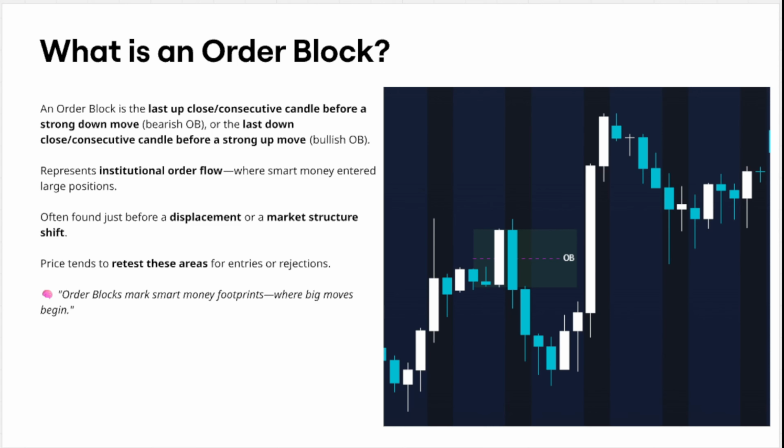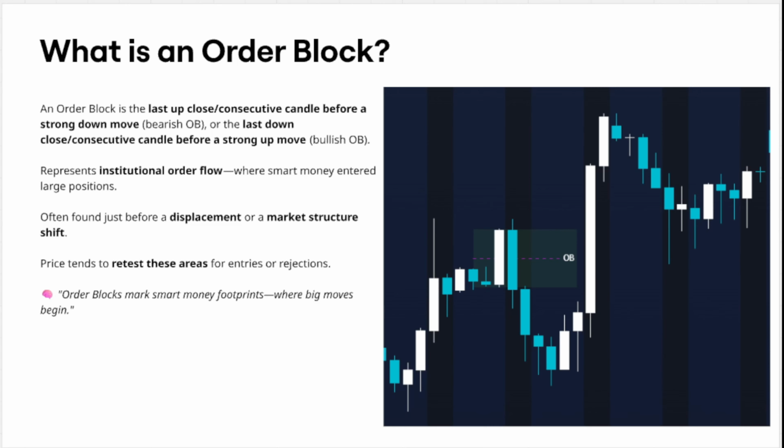that just sits there, either bullish or bearish. So a bearish order block essentially is the last up close candle or consecutive candles before a strong move down, and the bullish order block essentially is the last down close candle or consecutive down close candles before a strong move up. Okay, often this type of order block you can find before displacement or a market structure shift, which is what I mainly highlighted before.